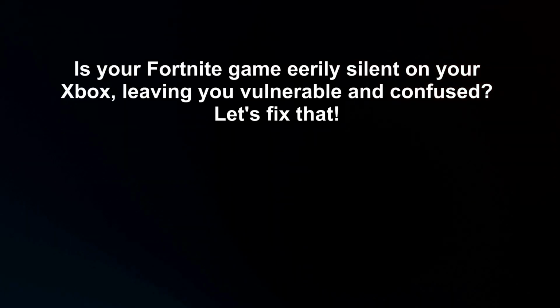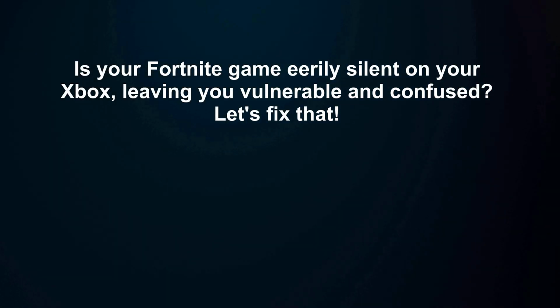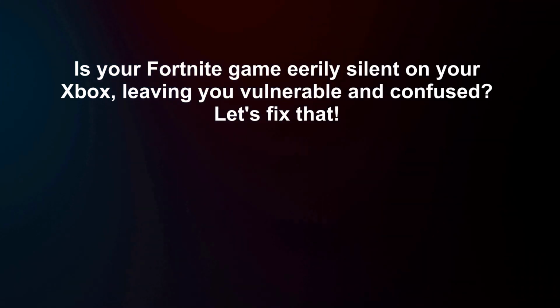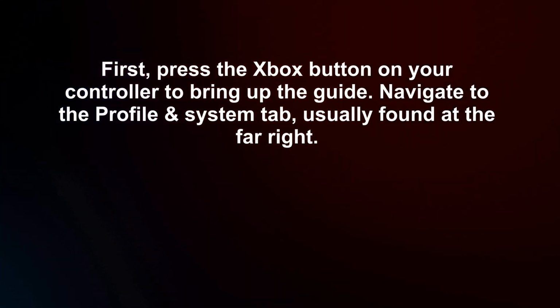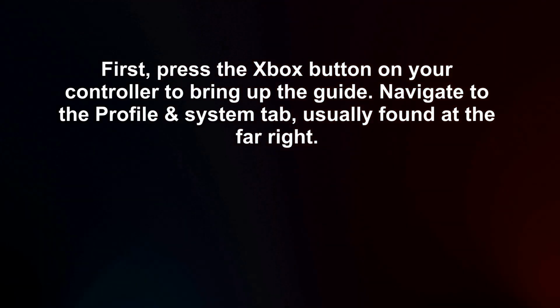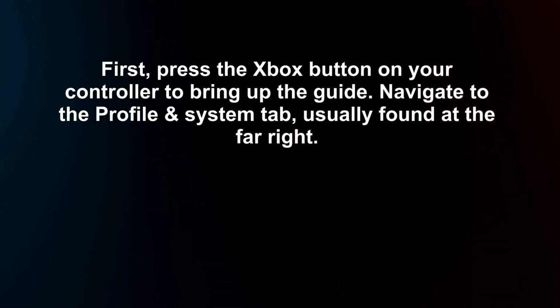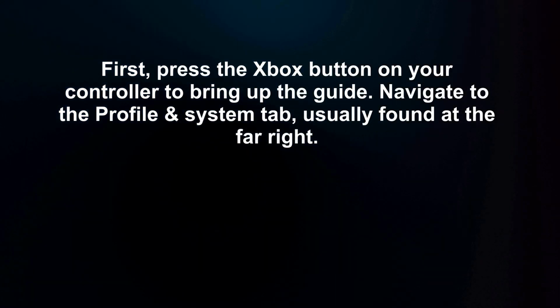Is your Fortnite game eerily silent on your Xbox, leaving you vulnerable and confused? Let's fix that. First, press the Xbox button on your controller to bring up the guide. Navigate to the Profile and System tab, usually found at the far right.